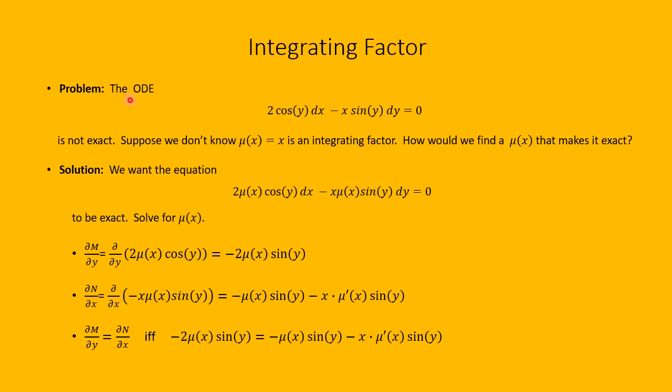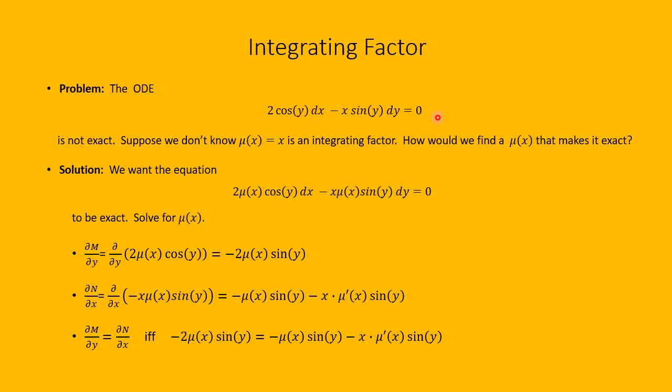Let's continue to look at the differential equation given here. We saw that it's not exact, and we saw that mu of x equals x is an integrating factor that will make it exact. If we didn't know about this integrating factor, how would we find it? Well, in that case, we would want to multiply this equation on both sides by mu of x and have the resulting equation turn out to be exact.